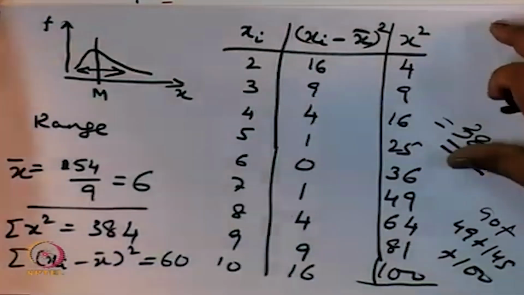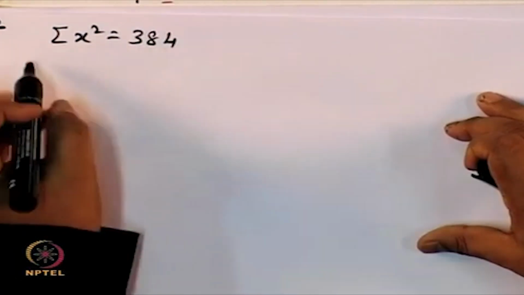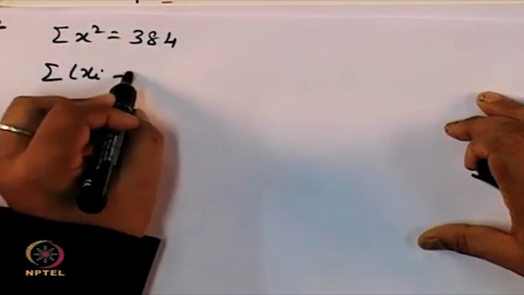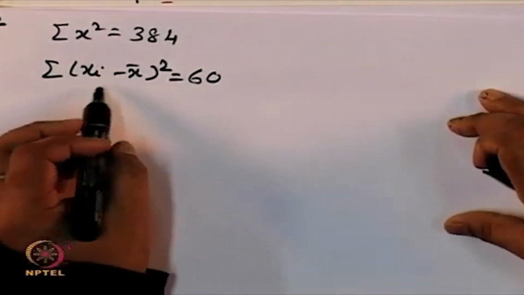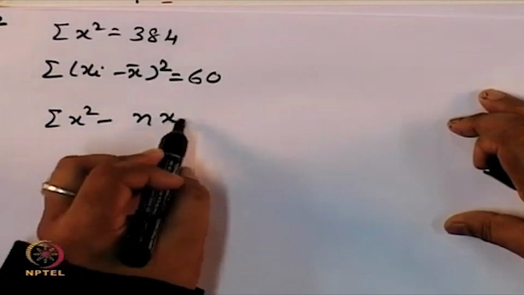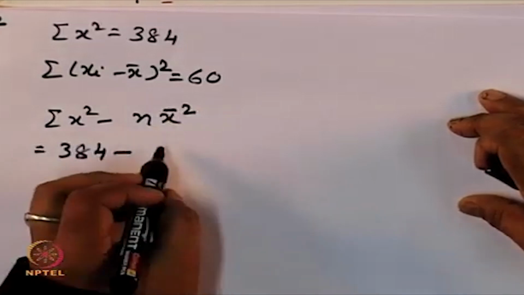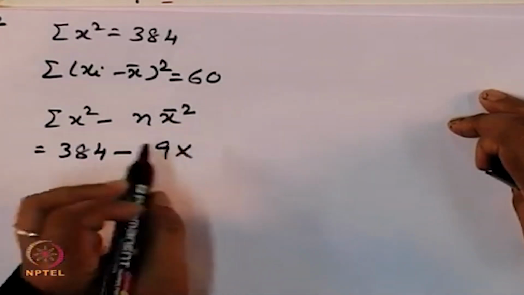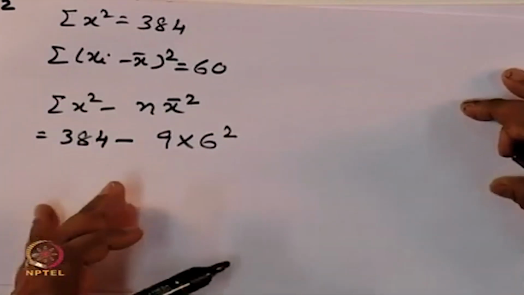So, I know this value. Let me again write it down here. My summation x square is 384 and my summation xi minus x bar whole square is 60. Now, summation x square minus n times x bar square is equal to 384 minus the total number, 9, into x bar, which is 6, squared. So, 36 and 9.